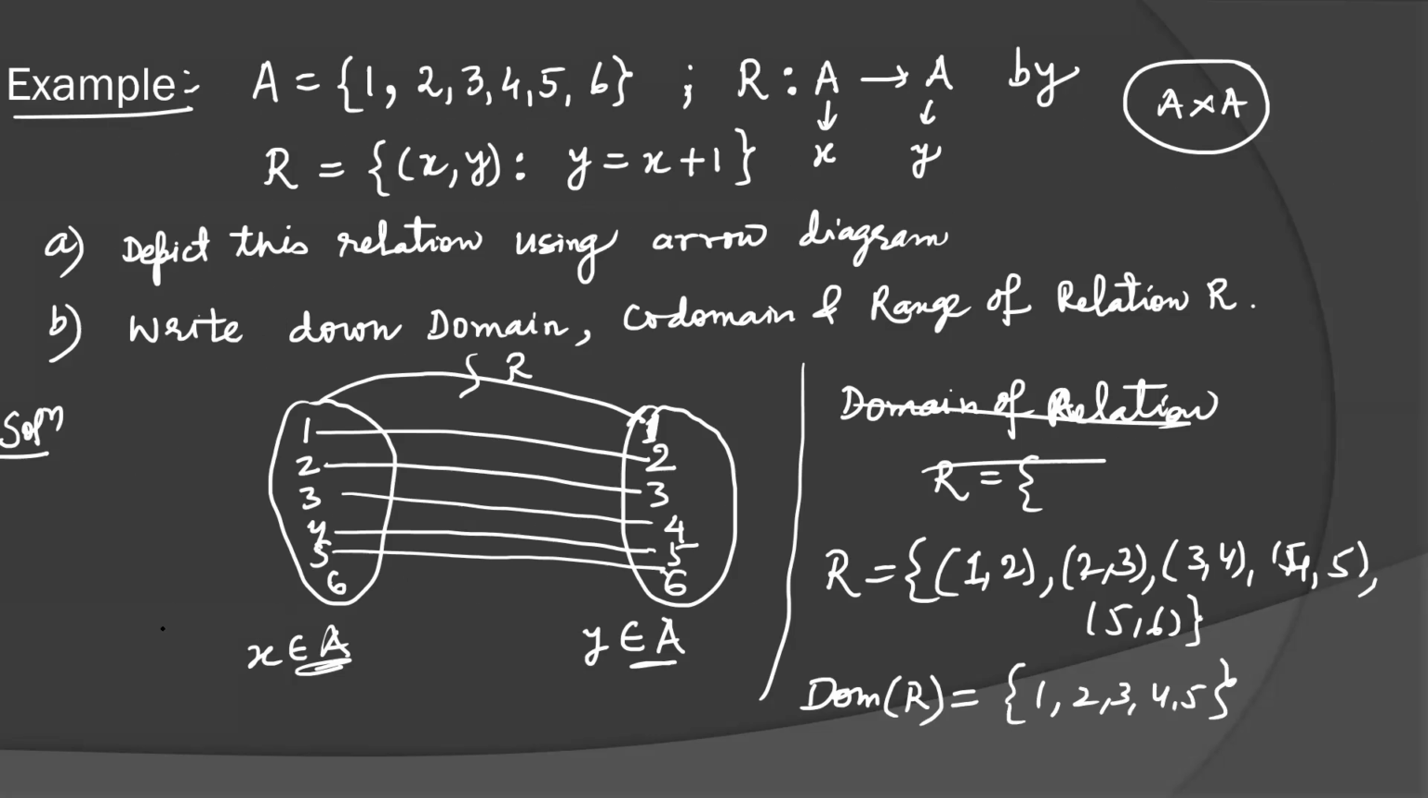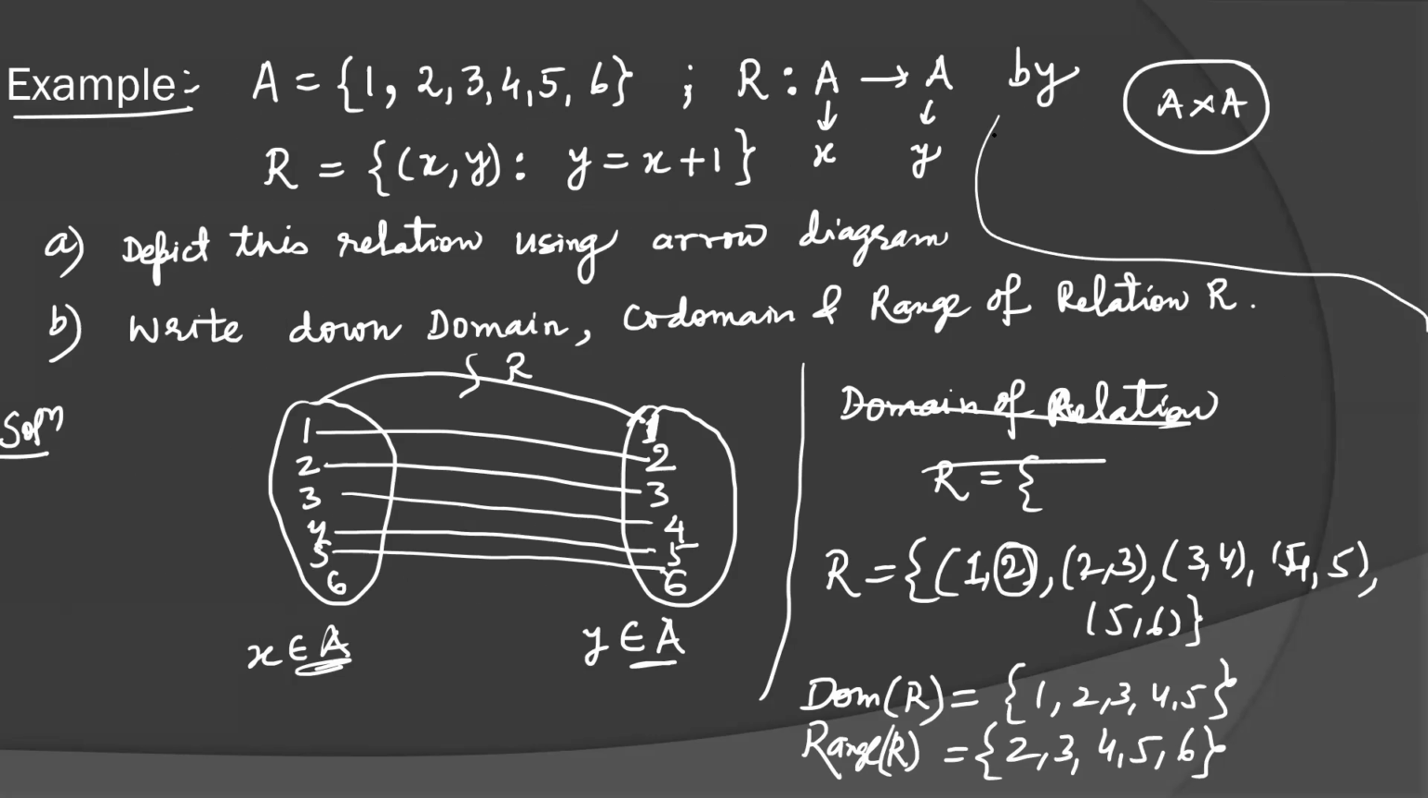Now, what will be the range here? The collection of second elements. So what is the second element? 2, 3, 4, 5, 6. This is the range. What about the codomain?